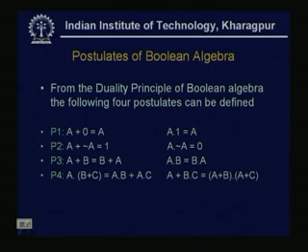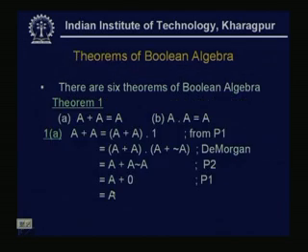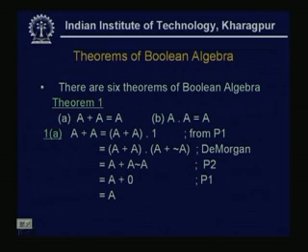Now, the counterpart for these four postulates: this plus means OR, as we have already defined, so this OR can be replaced by AND. Then this is A dot 1 equal to A, A dot negation A equal to 0, A dot B equal to B dot A, and A plus B dot C is (A plus B) dot (A plus C). Now today we define some of the theorems of Boolean algebra, and they are mainly based on these axioms or postulates that we have defined.